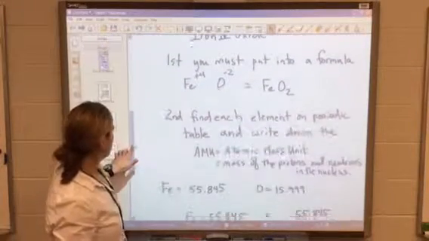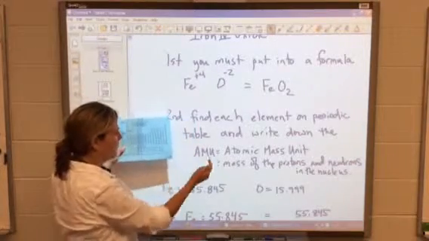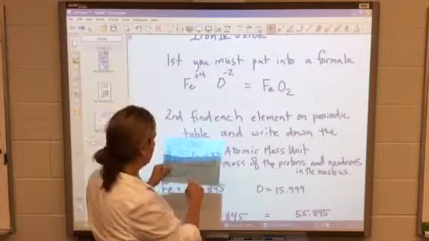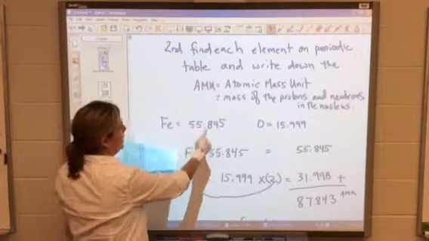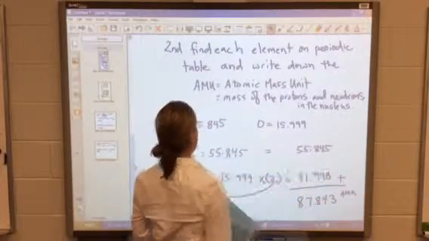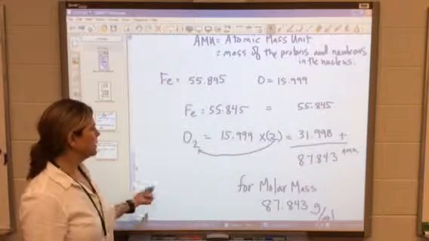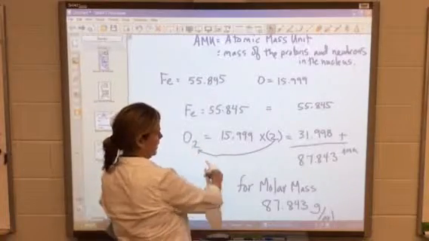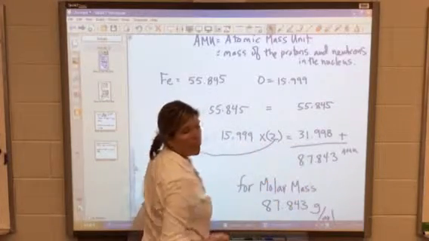Second, find each element on the periodic table and write down the atomic mass unit. This is the weight, basically, of the protons and neutrons in the nucleus. So find iron, and when you do, you see that it's 55.845. Oxygen is 15.999. What we have to do, though, is account for how many are in that formula. So we just have 1 iron, but we have 2 oxygen elements. So we take 15.999 times 2, gives you 31.998.